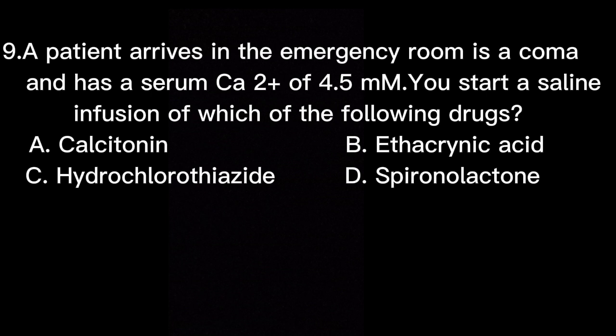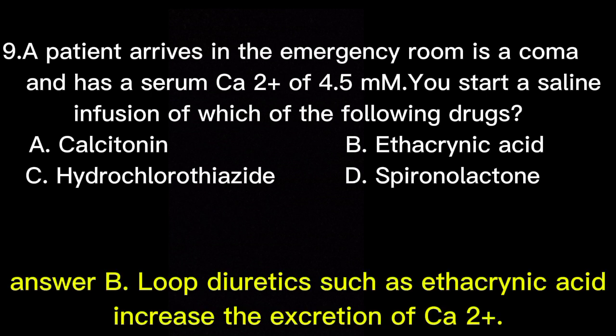Question number 9. A patient arrives in the emergency room in a coma and has a serum Ca2+ of 4.5 mM. You start a saline infusion and which of the following drugs? A. Calcitonin. B. Ethacrynic acid. C. Hydrochlorothiazide. D. Spironolactone. Answer B. Loop diuretics such as ethacrynic acid increase the excretion of Ca2+.